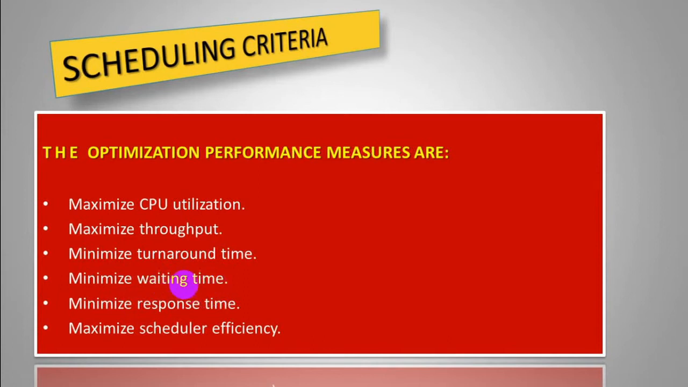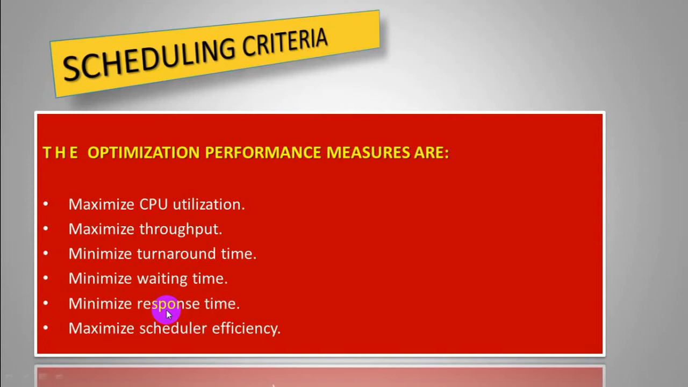Response time. In an interactive system, turnaround time may not be the best criterion. Often, a process can produce some output fairly early and can continue computing new results while previous results are being output to the user. Thus, another measure is the time from the submission of the request until the first response is produced. This measure is called response time. It is the time it takes to start responding, not the time it takes to output the response. The turnaround time is generally limited by the speed of the output device.